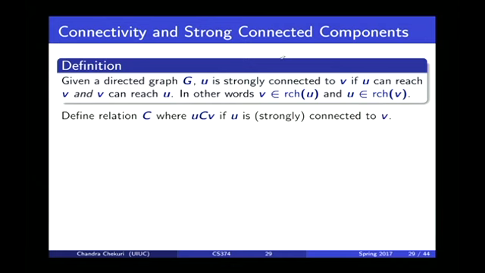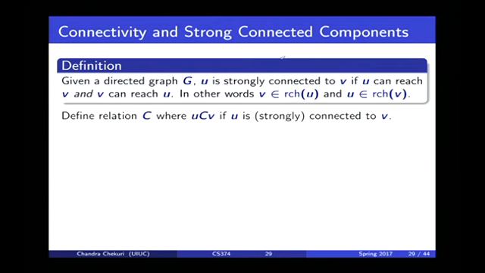That means that if U is strongly connected to V and V is strongly connected to W, then U is strongly connected to W. Why? Because of the way we define it. If U can reach V and V can reach W, then U can reach W. If V can reach U and W can reach V, then W can reach U. Because this relation is reflexive, symmetric, and transitive, it is an equivalence relation.